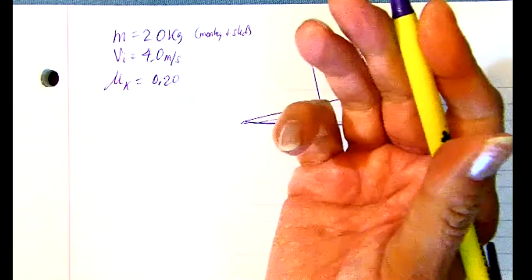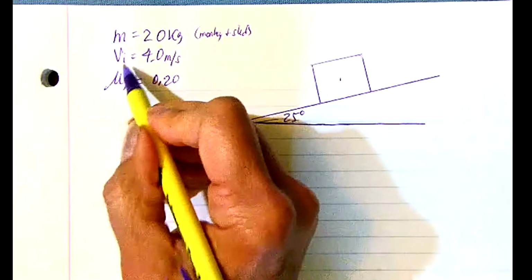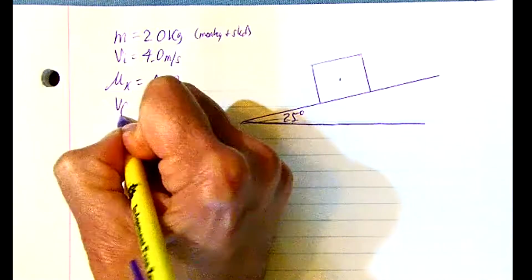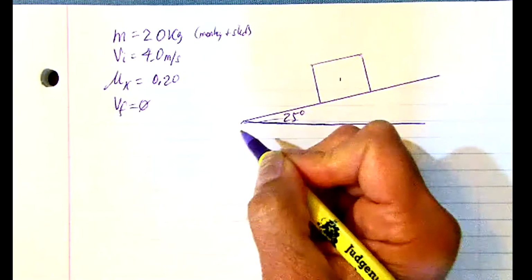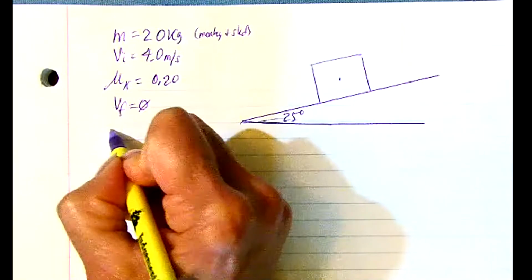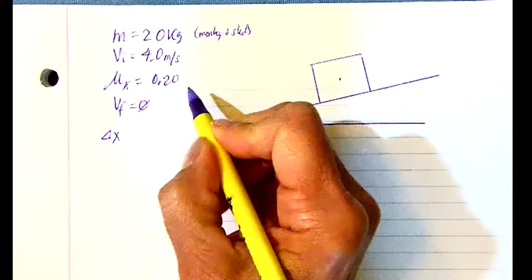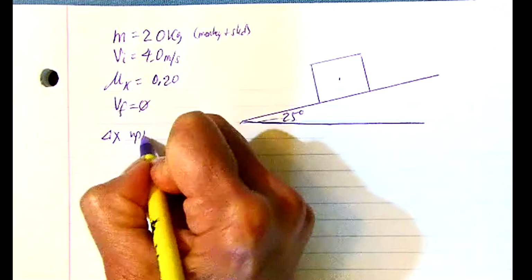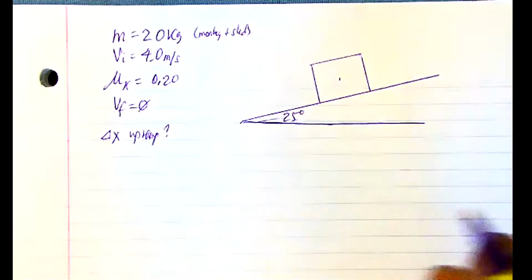And then it's going to stop. So if it's going to stop, then my final velocity must be 0. And we want to know what's the distance. We'll call that delta x up the ramp. What is that distance?